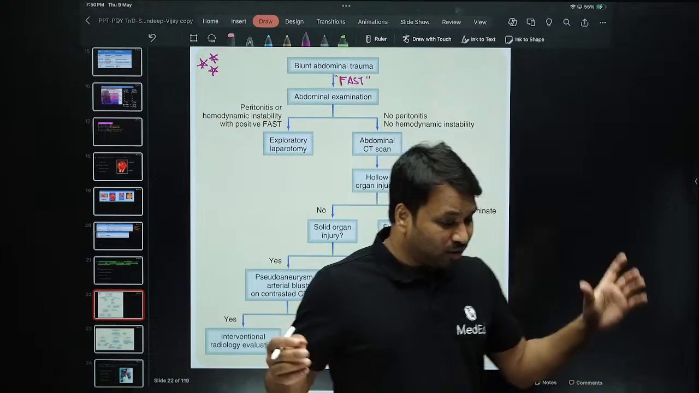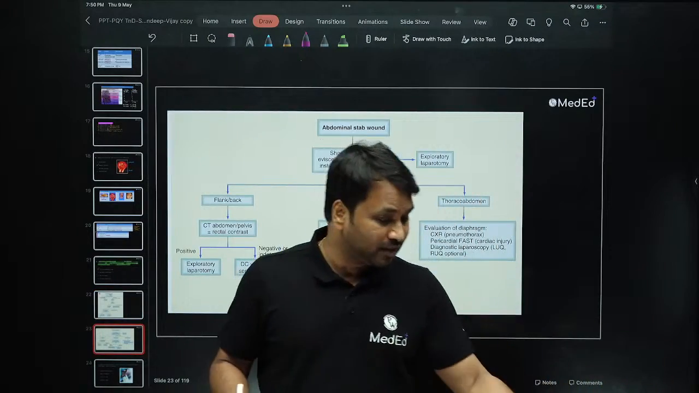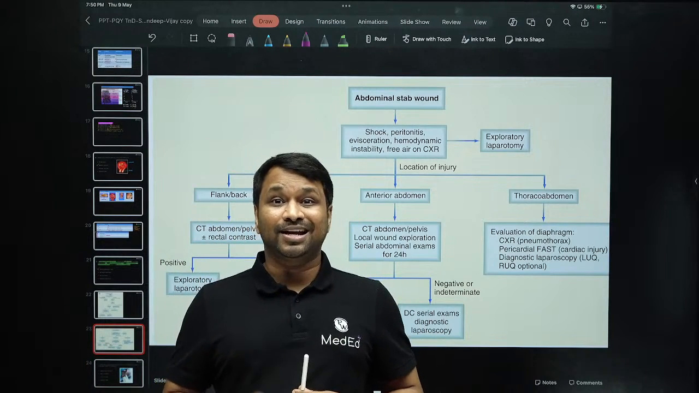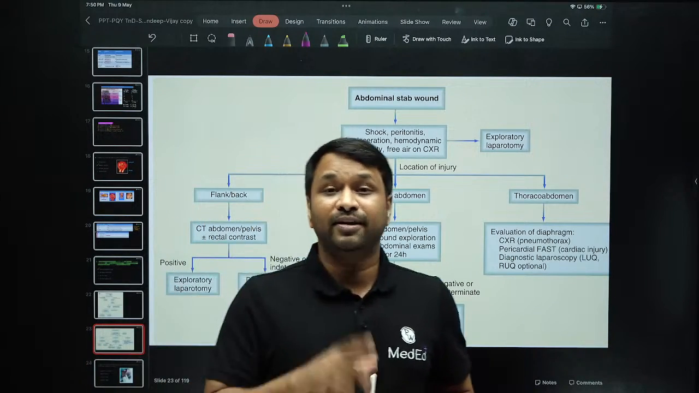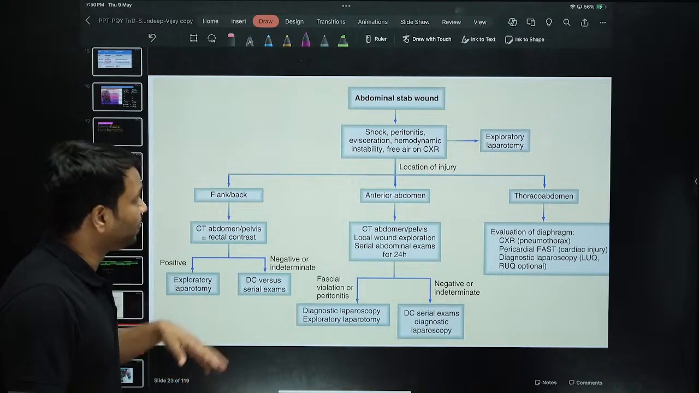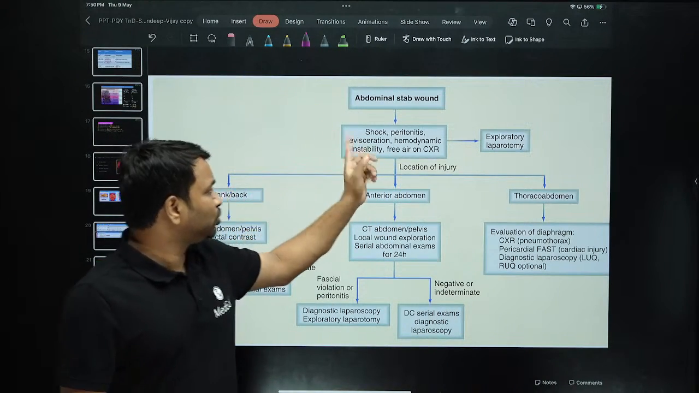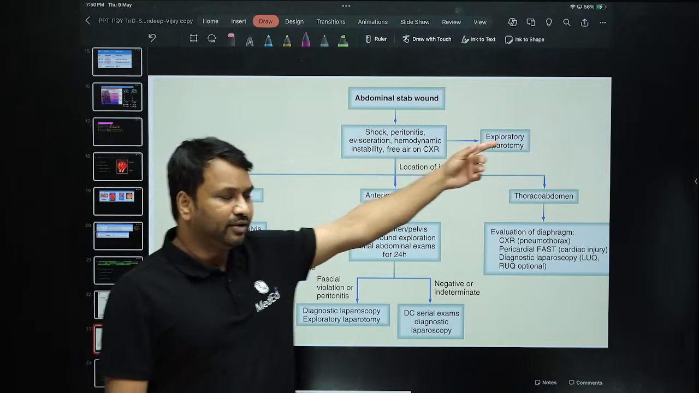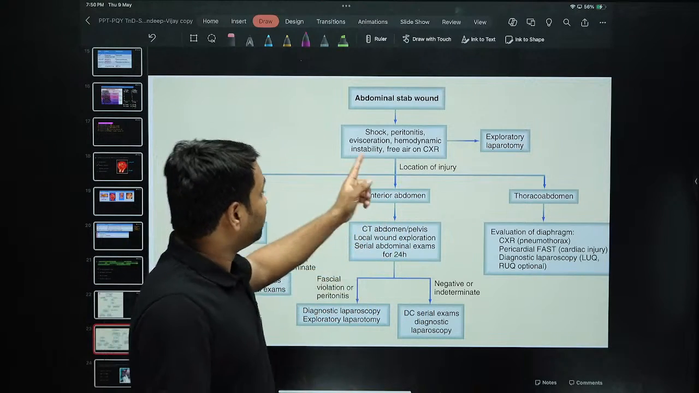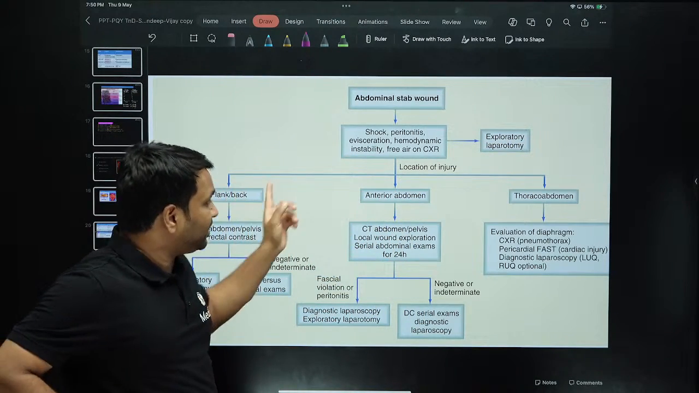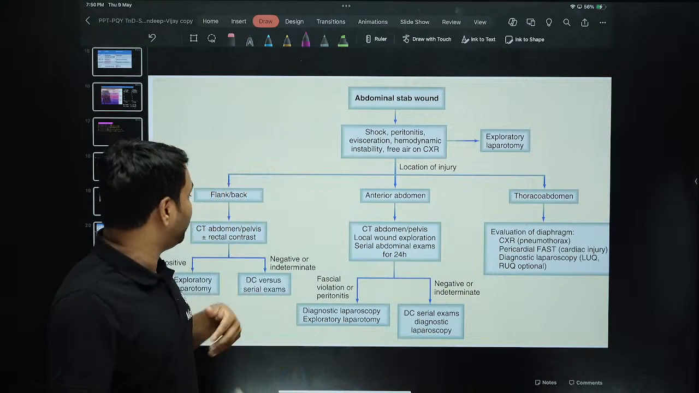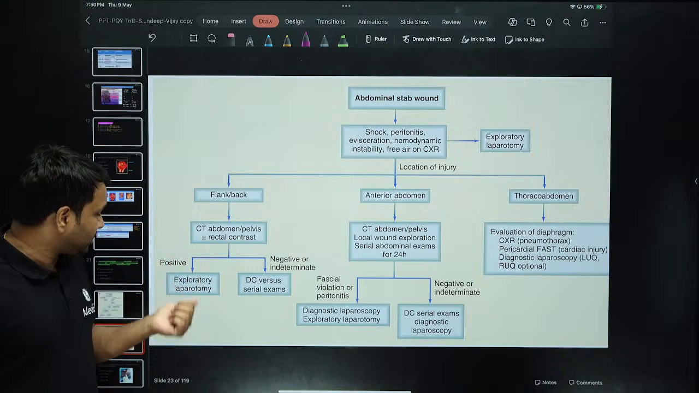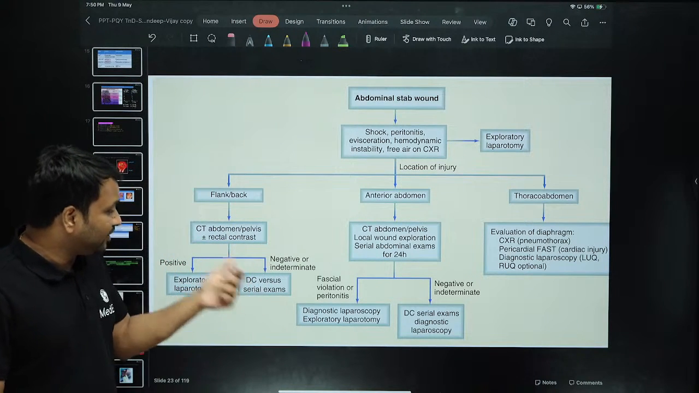The same algorithm can be laid down for penetrating trauma abdomen, for a stab wound. Whenever there is an abdominal stab wound, the most important thing: someone stabbed with a knife, the patient came with the knife, what do you do? Don't remove the knife. That's the most important thing. Let it stay in situ. Then look at the abdominal stab. If the patient has shock, peritonitis, bowel coming out, hemodynamic instability, or free gas under the diaphragm, take for exploratory laparotomy. No more discussion. But if the location of the injury is in the flank, on the anterior abdomen, or in the thoraco-abdominal region: if in the flank, you will do CT abdomen pelvis with rectal contrast.